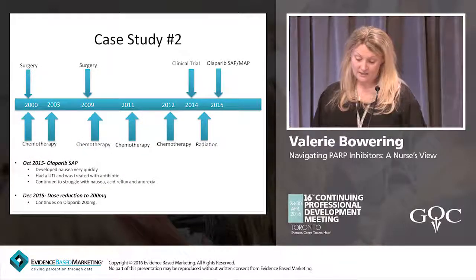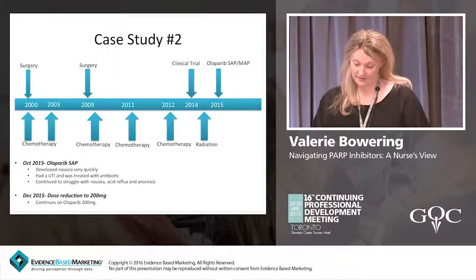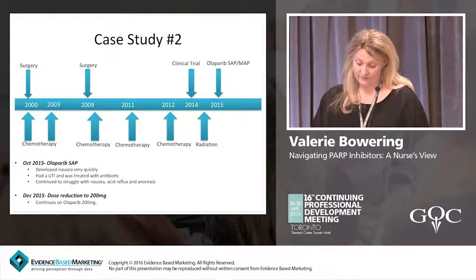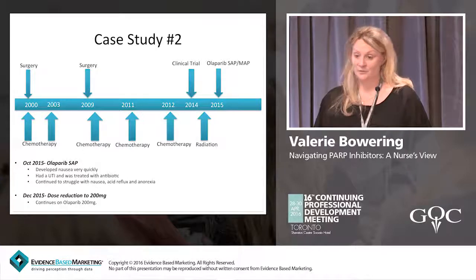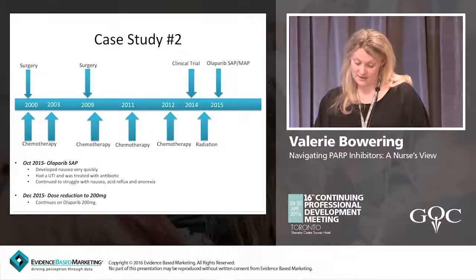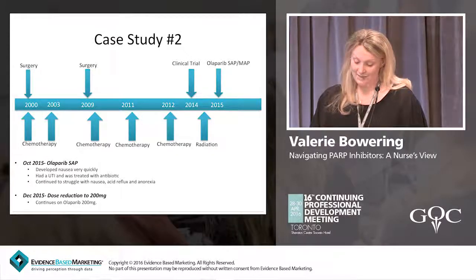So the next one is the case study number 2. So this is a BRCA-positive high-grade serous ovarian cancer. She was obviously, as you can see, treated with multiple lines of chemotherapy. She waited a really long time for a PARP inhibitor. She was actually one of the patients that was lobbying and trying to get PARP inhibitors to come in mainstream treatment. So she was really happy when the SAP program came out. She started on olaparib in 2015, and at the same time, she started on an antibiotic.